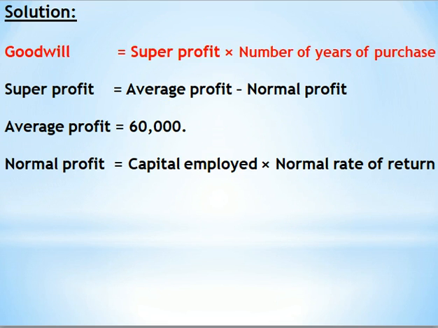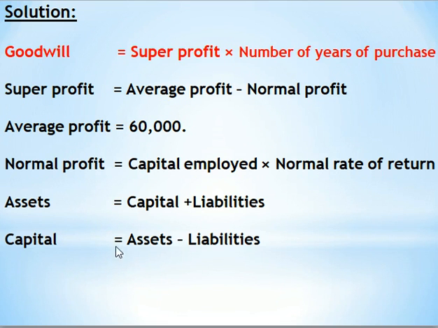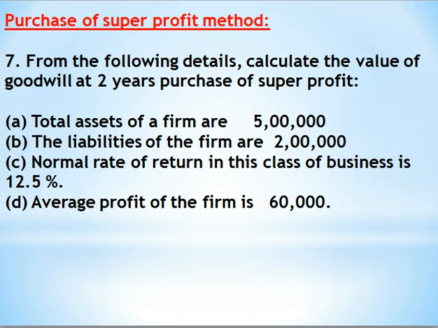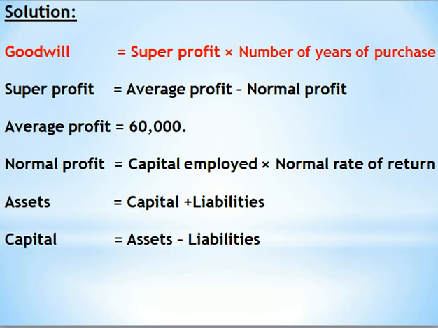For the calculation of normal profit, it is equal to capital employed into normal rate of return. For the calculation of capital, it is equal to assets minus liabilities. The amount for assets is 5 lakh and the amount for liabilities is 2 lakh. If we subtract 2 lakh from 5 lakh, it gives you 3 lakh, which is the amount of capital.